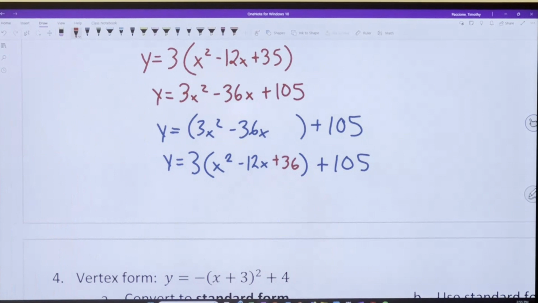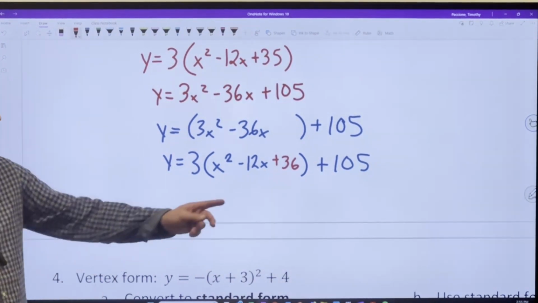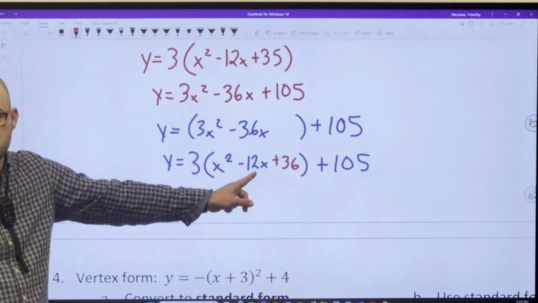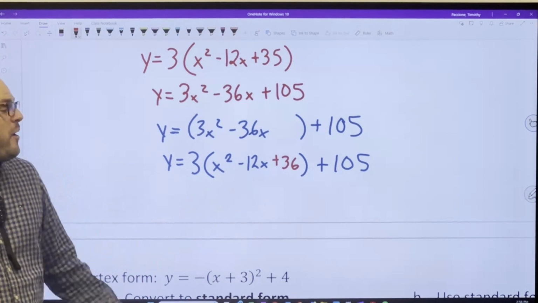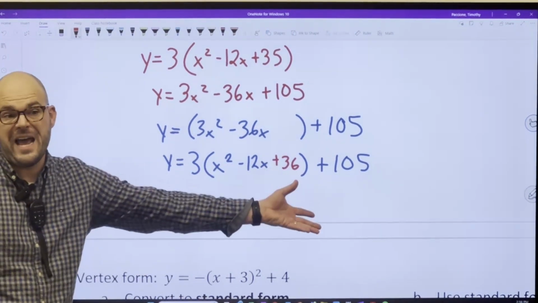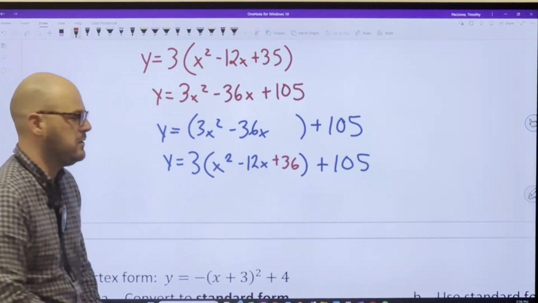Okay? Now, what did I actually add to the equation here in terms of damage? Negative 108. No. To get 36? So you do b divided by 2. Yeah. So that's negative 6 divided by 2. So 6 squared, 36 times... So 3 times 36 is what I added here, which is 108. So I need to subtract 108. Yep.